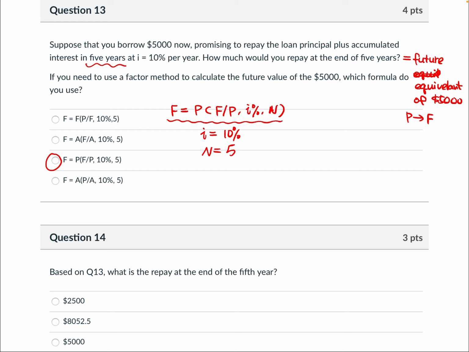And based on this formula, what is the repayment at the end of the 5th year? You just substitute the letters with the numbers, and also check the factor in the table in Appendix C. So this is 5,000 times, what is the factor? The factor is 1.6105. So your final answer is 8052.5. That's the future equivalent of this present 5,000.